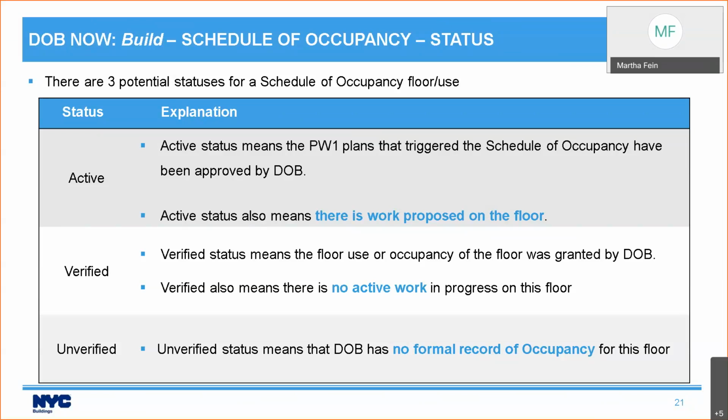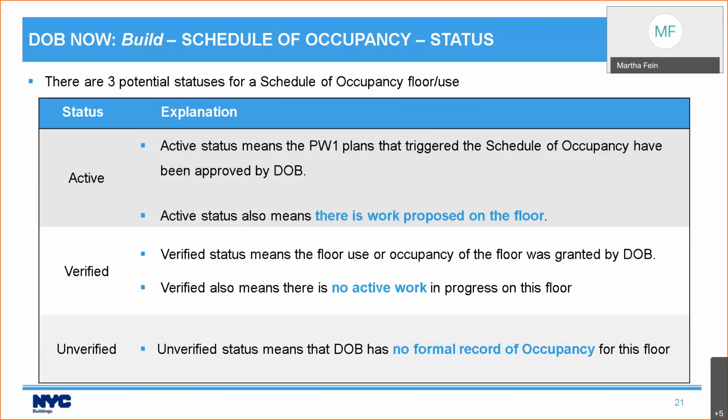Verified status means that DOB has granted the floor use or occupancy and that there is no active work in progress on this floor. So verified means that there is an existing, say, TCO or final CO on that floor use, but there's no work currently going on.